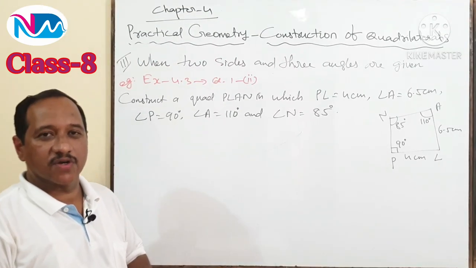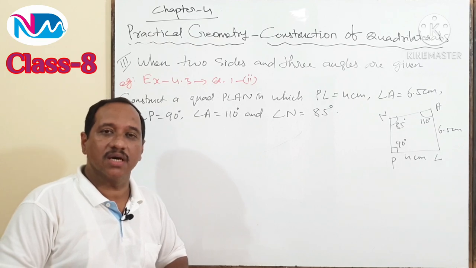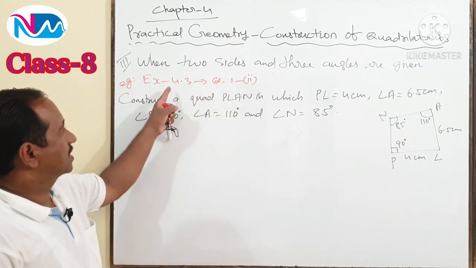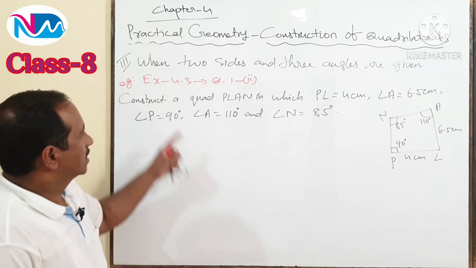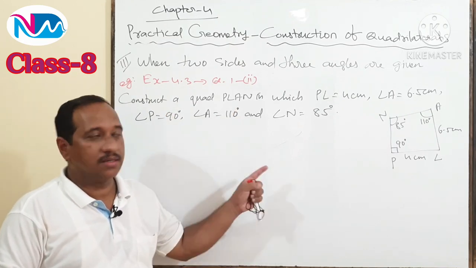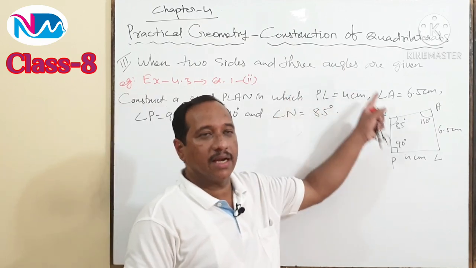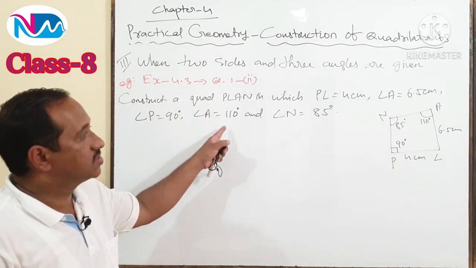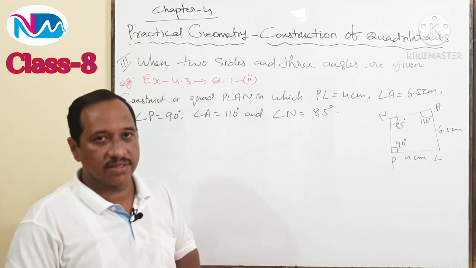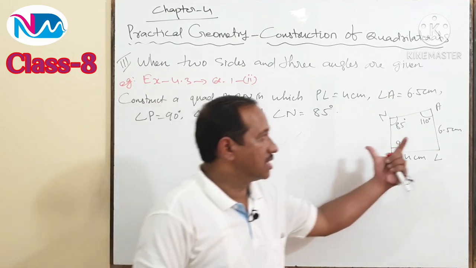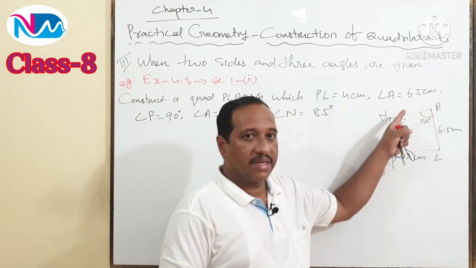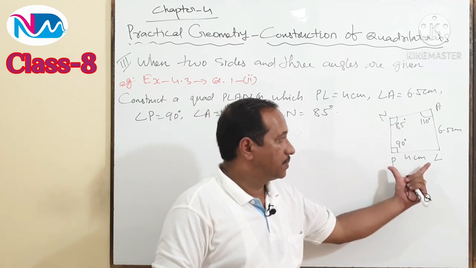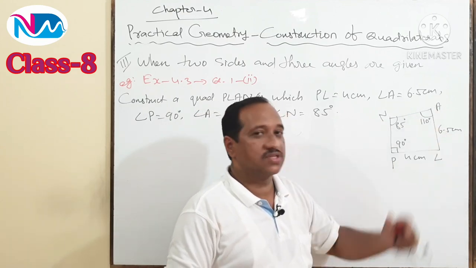The third method of construction of a quadrilateral is when two sides and three angles are given. Here, as an example, I take question number 1 second of exercise 4.3. The question is, construct a quadrilateral PLAN in which PL is equal to 4 cm, LA is equal to 6.5 cm, angle P is equal to 90 degree, angle A is equal to 110 degree and angle N is equal to 85 degree. Based on these measurements, I have drawn a rough figure here, quadrilateral PLAN, angle P 90, angle A 110, angle N 85. Side PL is 4 cm and side LA is 6.5 cm.